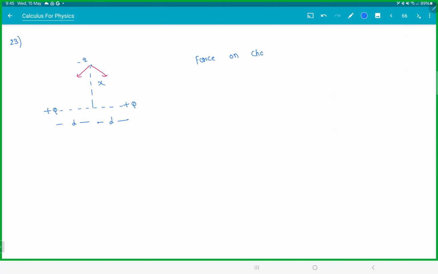So force on charge small q is given by F is equal to some constant times x by (x square plus d square) whole power 3 by 2. C and d are constants. How did we get this function? Don't worry, that's a different chapter. So the question is, find x for maximum force. This is how they'll ask you in the exam.